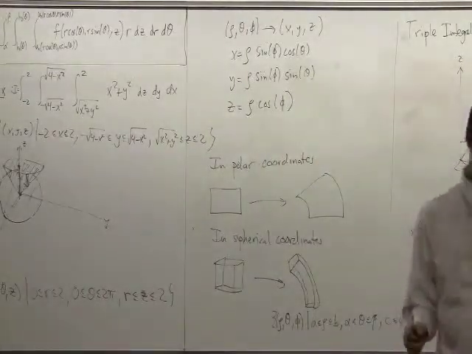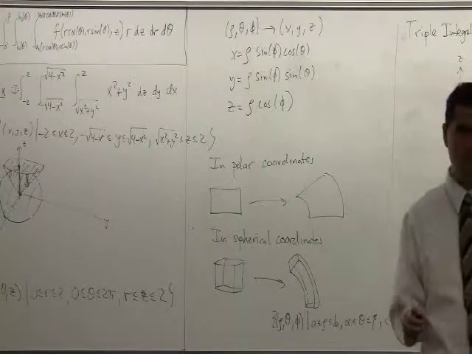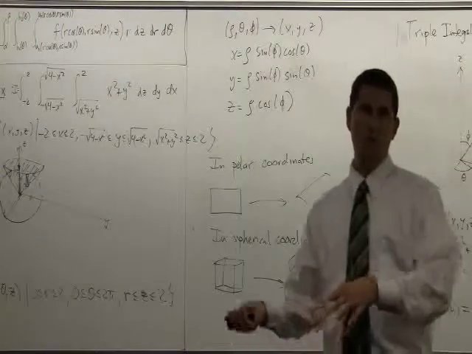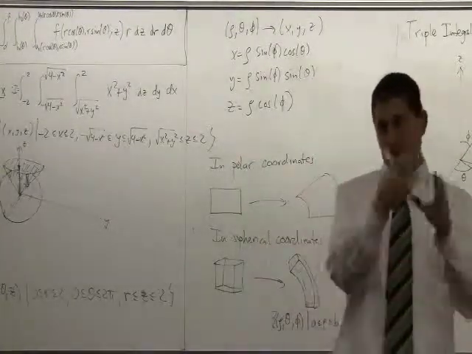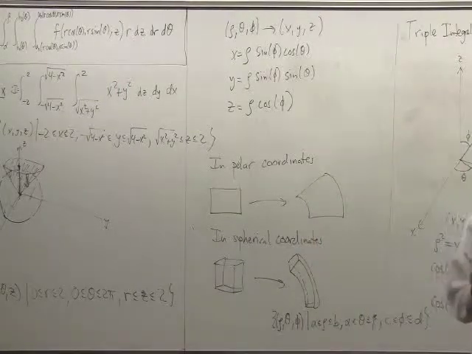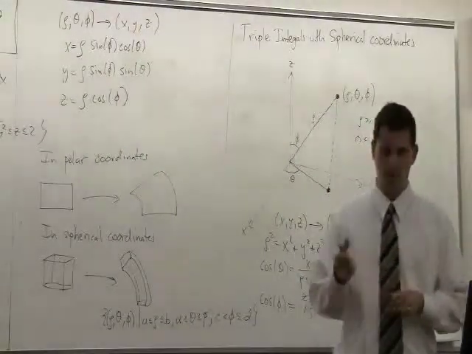Okay. So tomorrow we'll start by writing down the formula for how to change a triple integral in rectangular coordinates into one with spherical coordinates. And we'll see we have to add a little more than just an r. It's a little more complicated.